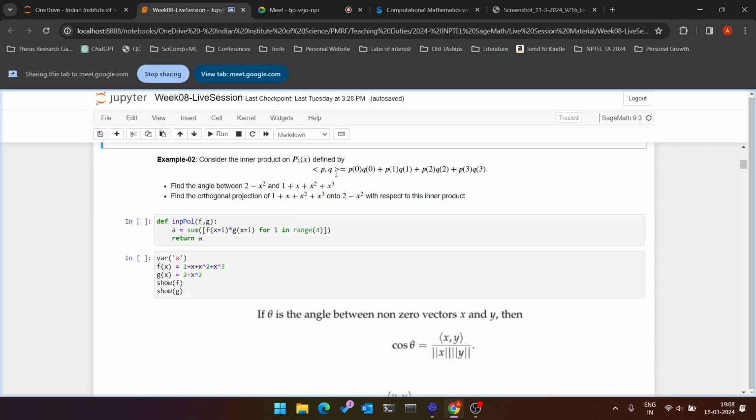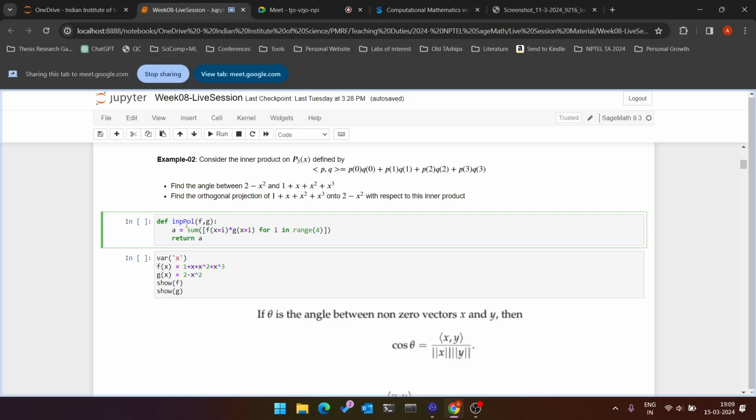And using this definition of inner product on P3 of x, we have been asked to find the angle between two polynomials which are given as 2 minus x square and 1 plus x square plus x cube. The second part of the example asks us to find the orthogonal projection of 1 plus x square plus x cube onto 2 minus x square with respect to this inner product that has been defined.